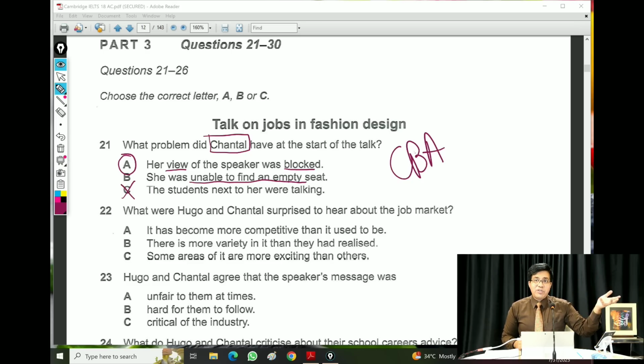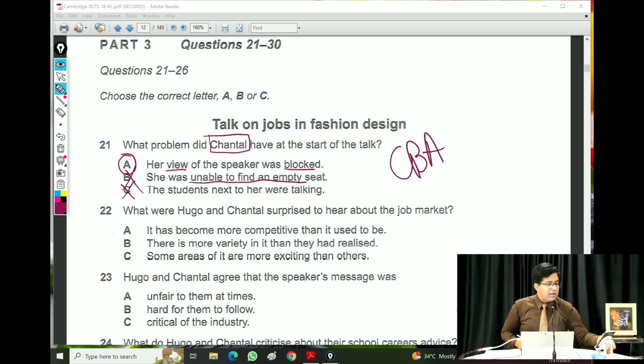Okay, I went early so that I could get the C and not stand. Unable to find seat? No, she went early. So B is not the right answer. And by the way, if you know C is wrong, B is wrong, and you are sure, absolutely A will be the right answer. So in multiple choice, don't look for right answers. Eliminate wrong options and then you will find the right answer.